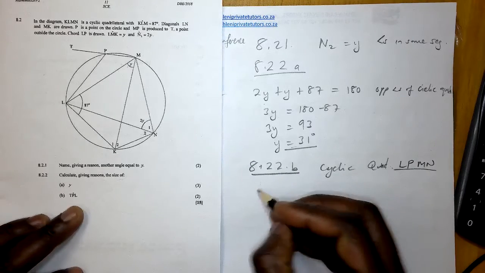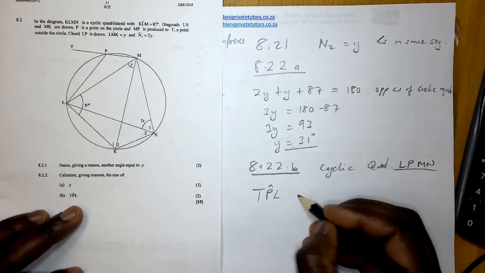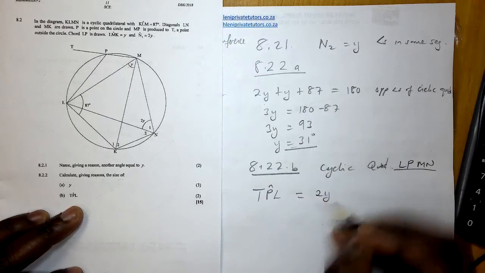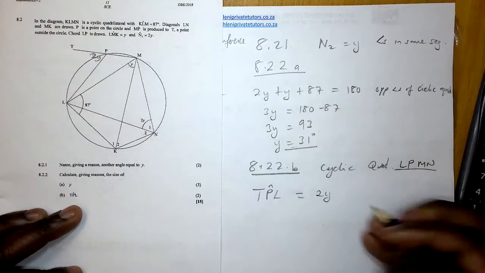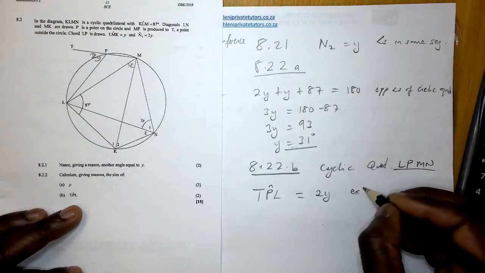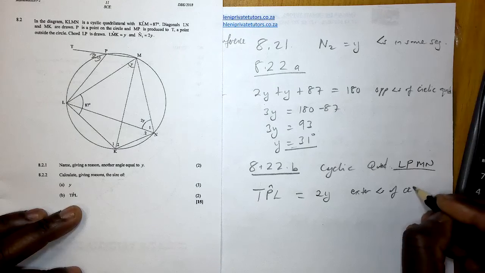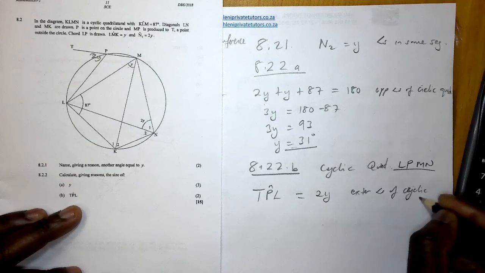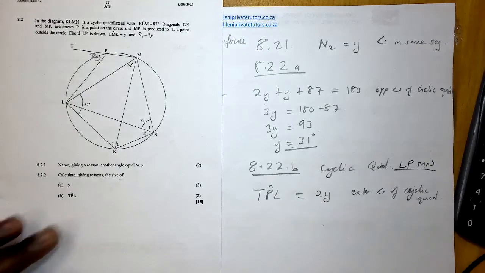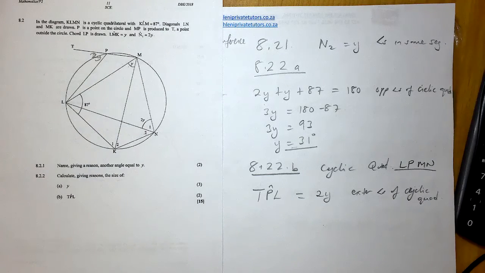So our TPL is going to be 2y. Why is it 2y? Exterior angle of a cyclic quad is equal to the opposite interior angle. That's what we have here. So we are done with this.